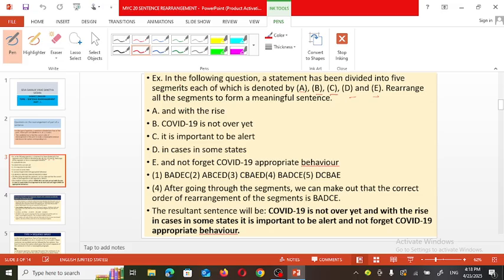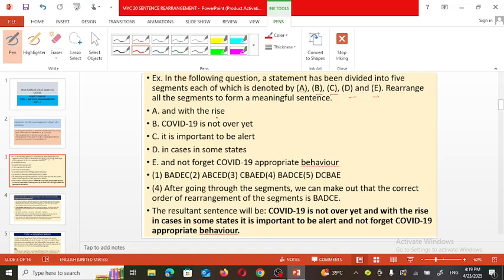Now let's see the given example in the following question. A statement has been divided into five segments. Now here see segments A, B, C, D, E. A segment: and with the rise. COVID-19 is not yet over, it is important to be alert, in case in some states, and not forget COVID-19 appropriate behavior. So these are the five parts. Now here five options are given for the rearrangement of the sentence.